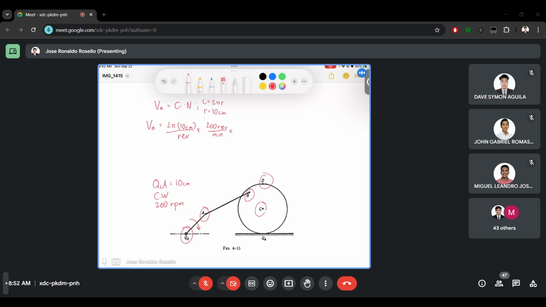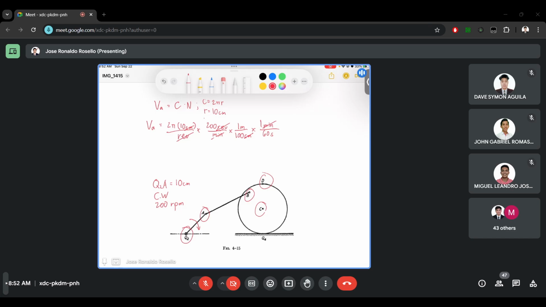Let's convert it to meters per second. So we know that for every meter, we have 100 centimeters. And for every 1 minute, we have 60 seconds. So let's look at the unit analysis. Cancel revolution, cancel centimeters, cancel minute. We will now have meters per second.